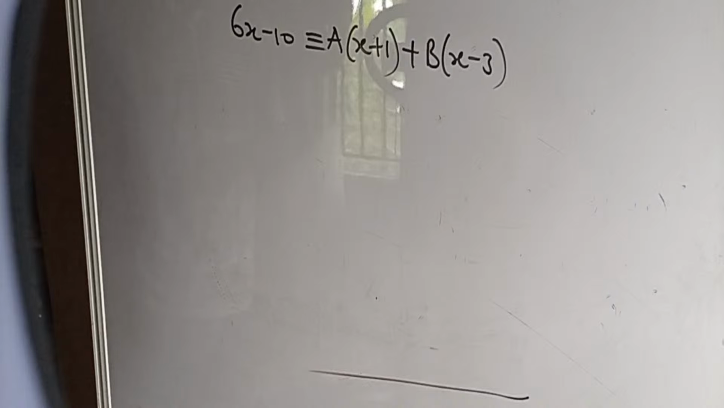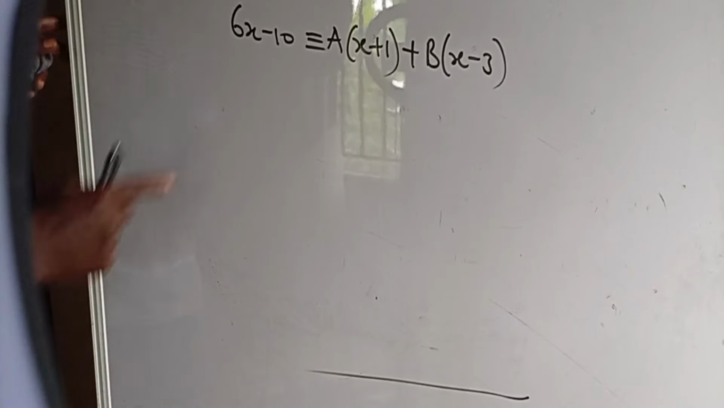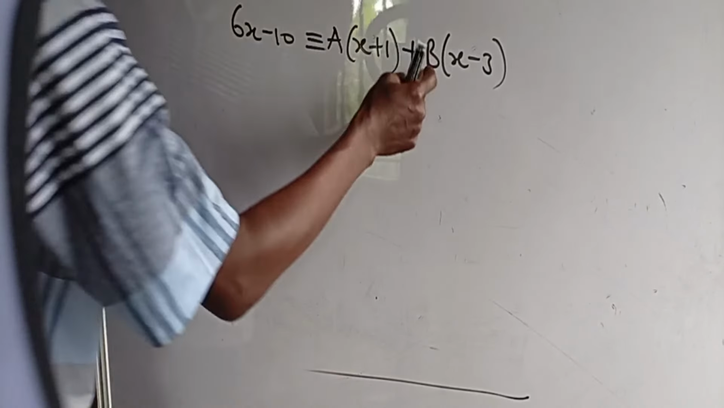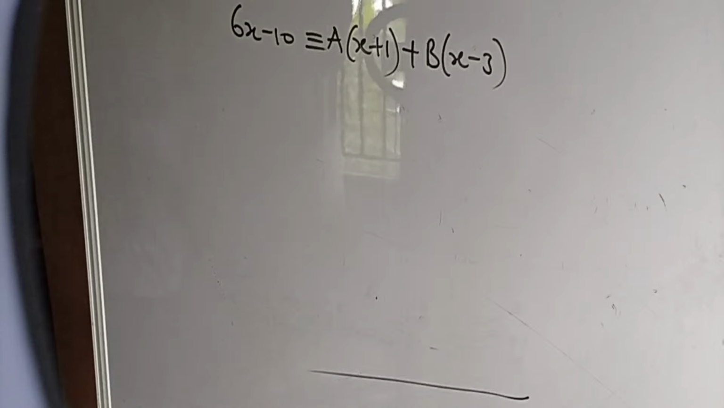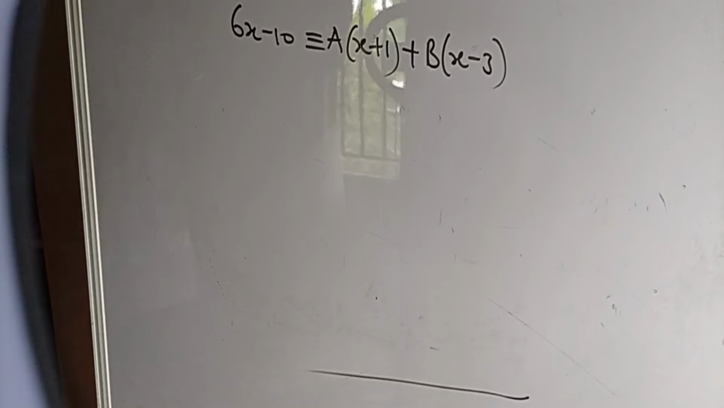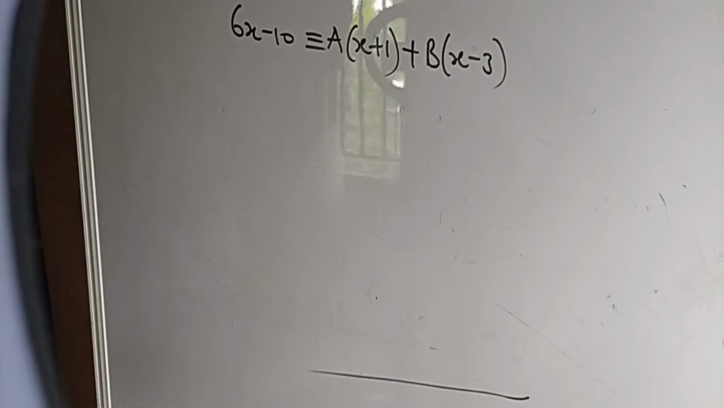Now, how do we get A and B? For us to get A, we have to eliminate B. And for us to get B, we have to eliminate A. That means we have to kill one to get the other one. And to kill one, we have to look for a factor that will help us kill one of those constants.